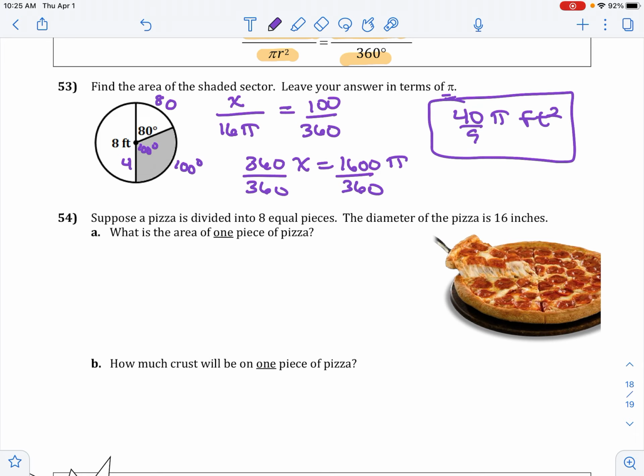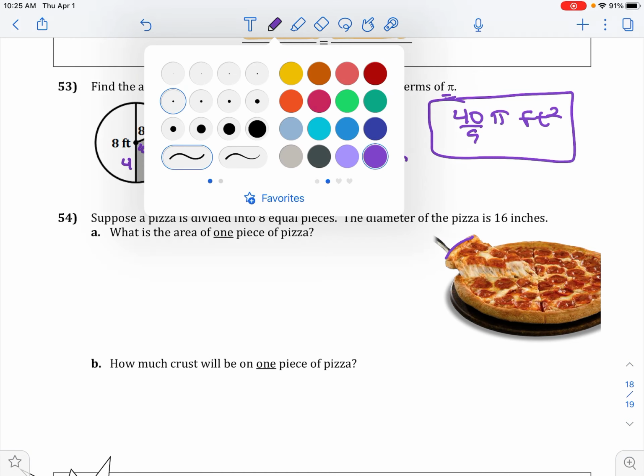So to me, that feels like sector area. Then it says how much crust will be on one piece of pizza. So crust, that's really just kind of like your arc length now. So we have a couple things to do. So let's start with the how much area. If we divide this pizza into 8 equal slices, how much area is it?